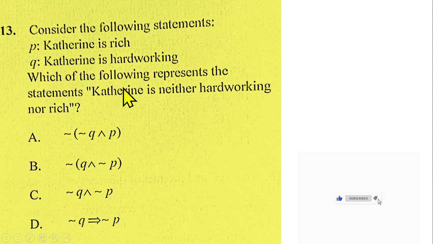Question number 13 is from propositional logic. Consider the following statement: proposition P says that Catherine is rich, and proposition Q is Catherine is hardworking. Which of the following represents the statement Catherine is neither hardworking nor rich? So that is a negation of each of them. She's neither hardworking nor rich, so you negate Catherine is rich, and you also negate Catherine is hardworking. So if you look at the options, option C is the correct option for question number 13.